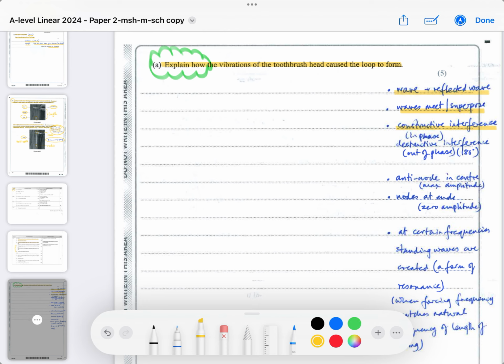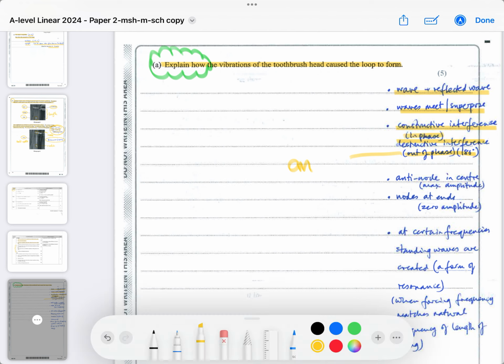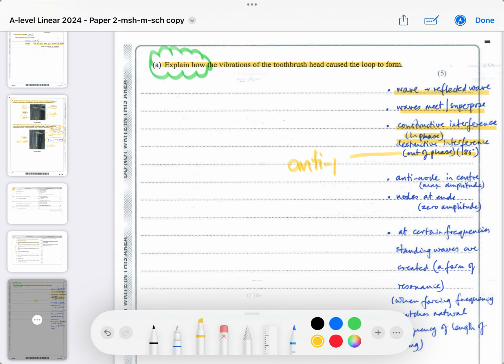So constructive interference occurs when they're in phase. Destructive interference occurs when the wave and the reflection are anti-phase. Out of phase is okay, but it's better to say anti-phase, exactly the opposite. I should have put this as anti-phase.